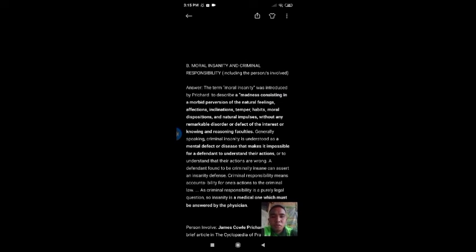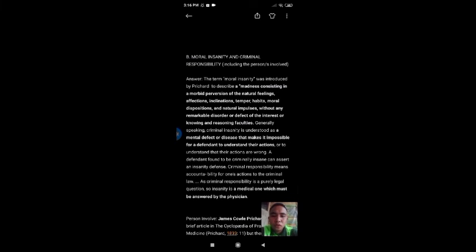It was introduced by Pritchard to describe a madness consisting of morbid perversion of the natural feelings, affection, inclination, temper, habits, moral disposition, and natural impulses, without any remarkable disorder or defect of the intellect or reasoning faculties. Generally speaking, criminal insanity is understood as a mental defect or disease that makes it impossible for a defendant to understand their actions, or to understand that their actions are wrong.